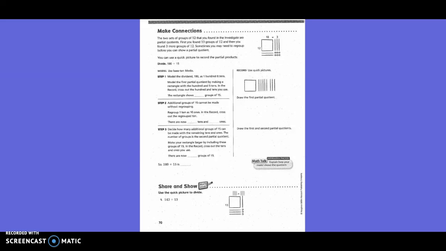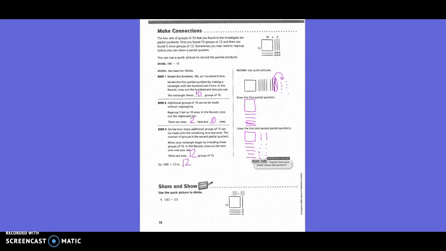So we have 180 divided by 15. What you need to do is get out 180 with your base 10. Model the dividend 180 as 18 tens. Then model the first partial quotient by making a rectangle with 15 tens. Record, cross out, and write the hundreds and tens you use. The rectangle shows how many groups of 15. So how many groups of 15 would we have?